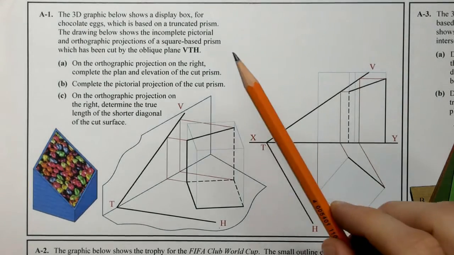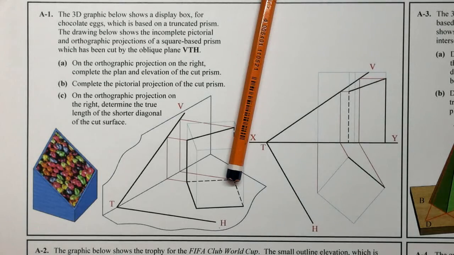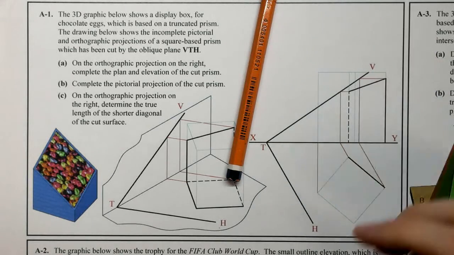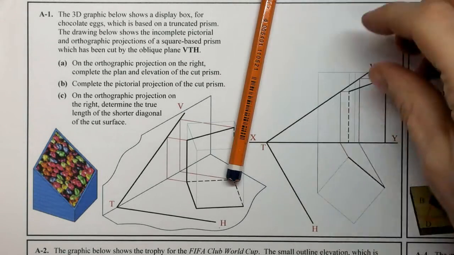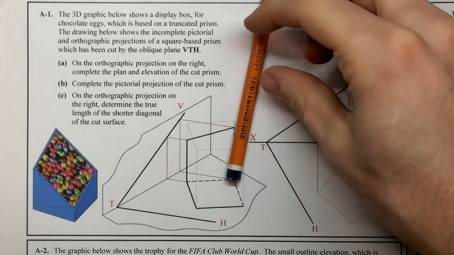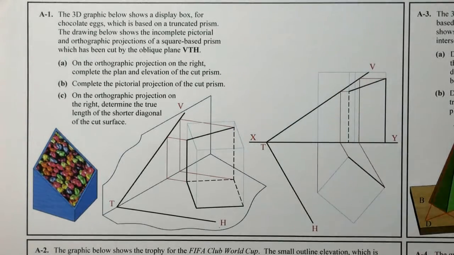One, we could take an auxiliary looking along HT, so we could see the oblique plane at an angle, and project up our prism and find where it has been cut and bring it back, or find the heights that it's cut at and step them off here. But you can see here they're using the horizontal section method.